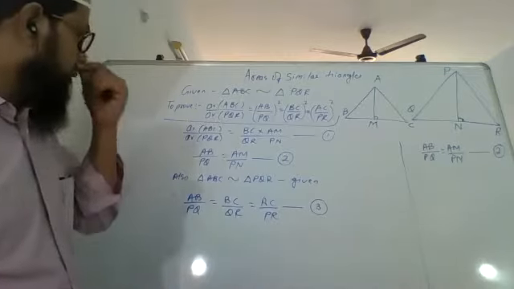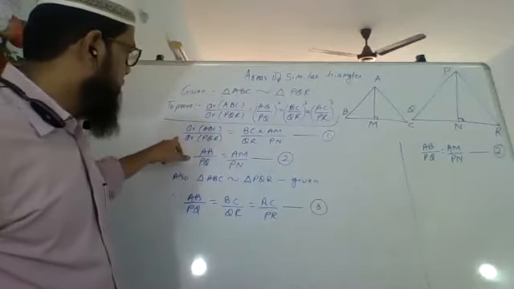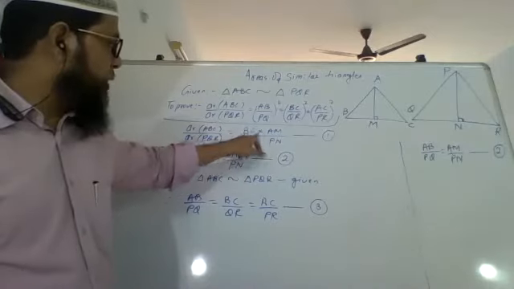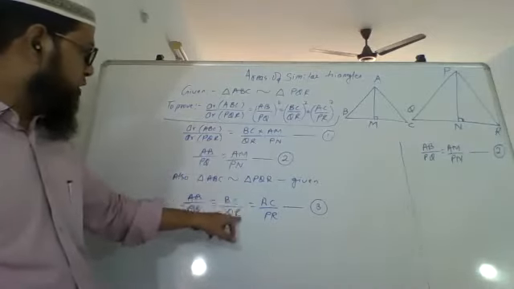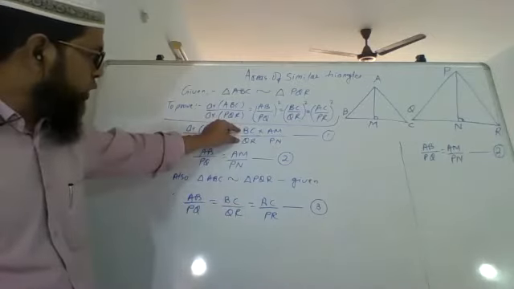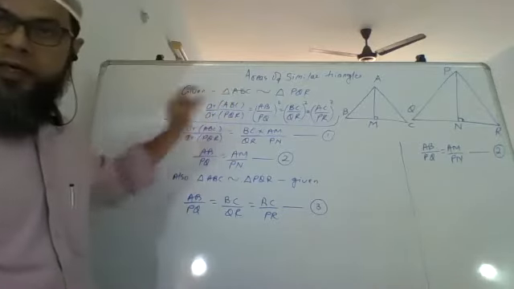Now, pay attention. Here we have got this upon this, equals, this was your first expression. In place of BC upon QR, I am going to write AB upon PQ. We will remove this BC upon QR and write AB upon PQ in its place.